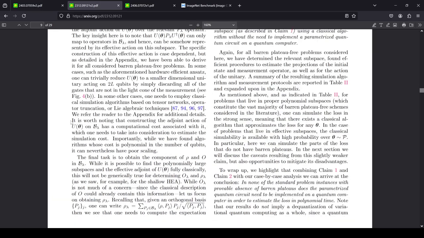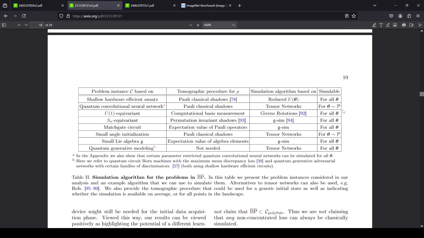But what does this mean? Of course, we're not going to go through all of this. This is how you would do it, right? You could ask, how do I simulate it? When is it simulable? And so there's all of this stuff.